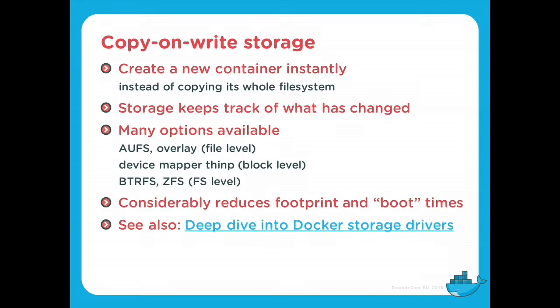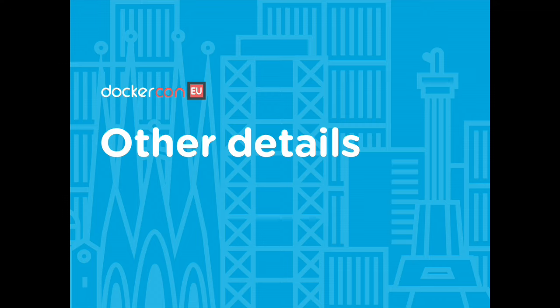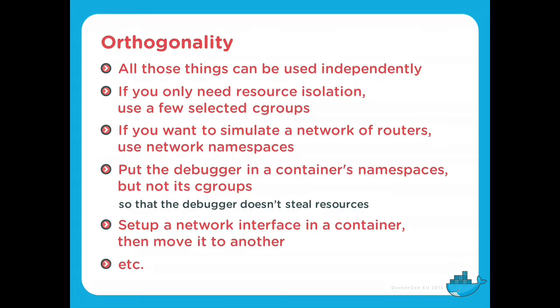There are tons of options available: UFS, overlay, btrfs, ZFS, device mapper, and so on and so on. If you want to know more about that, just look for a deep dive into Docker storage drivers and you will have a full talk on this topic. Other details, so something pretty important is orthogonality, which is that all those features can be used independently.